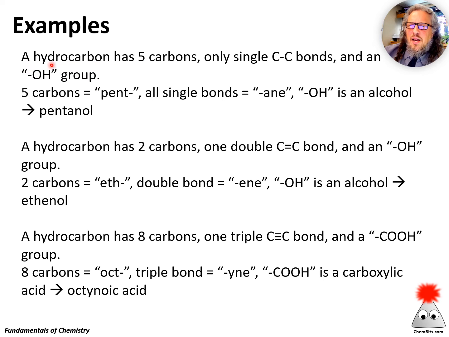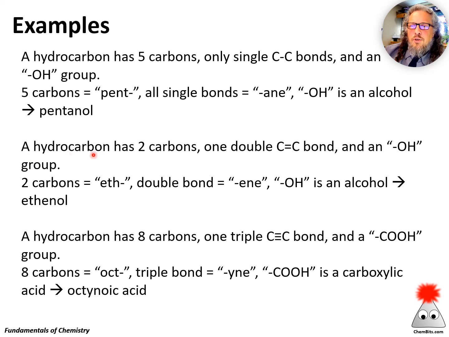Hydrocarbon has 5 carbons, only single bonds, and an OH group. So it's not exactly a hydrocarbon anymore. Now it's an alcohol. So 5 carbons, that's pent. Single bonds, ane, it's got an OH, so it's an alcohol, so I'm going to replace that final E with an OL. This is pentanol. 5 carbons, single bonds, and a hydroxyl group.